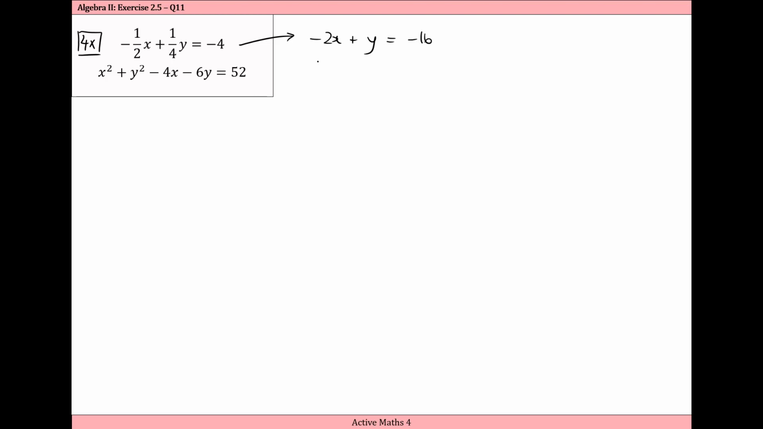I'm going to express y in terms of x. So y will stay on the left hand side. I'm going to add a 2x to both sides to give me 2x minus 16. I'm going to sub this value of y then into the non-linear equation.